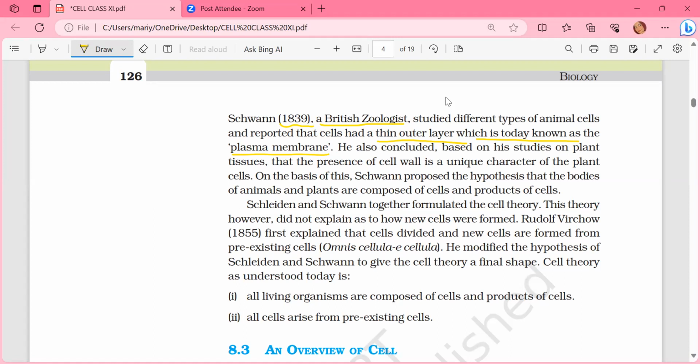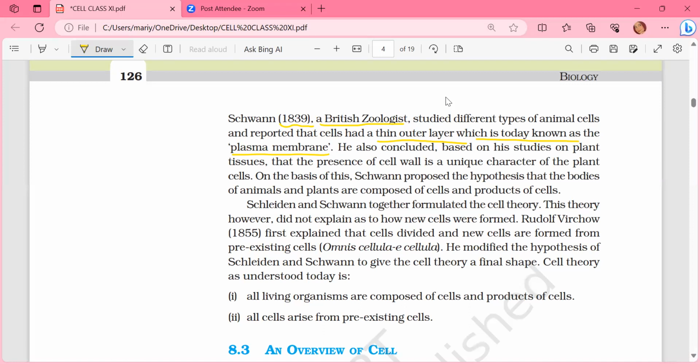Okay. Now, he also concluded, based on his studies on plant tissue, that the presence of a cell wall is a unique character of plant cells. Okay, cell wall is present only in plant cells and not in animal cells. So on the basis of all these points that these two scientists, the botanist and the zoologist, stated, they proposed a cell theory. Okay, so Schleiden and Schwann together formulated the cell theory.